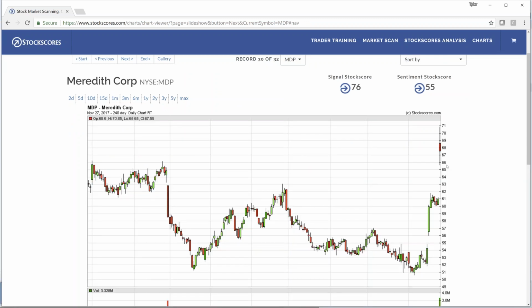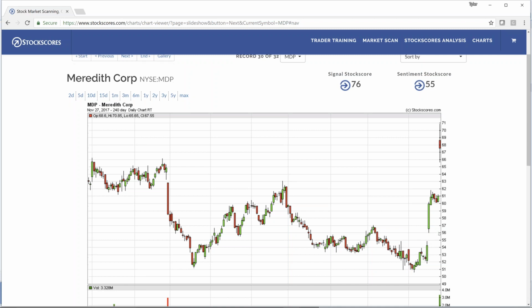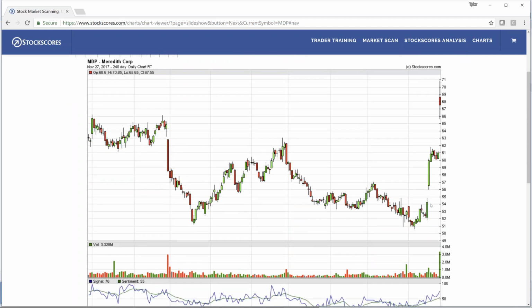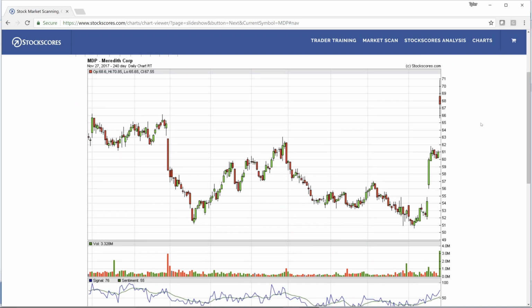Party started 2 weeks ago. Remember, draw your trend line, start here, cut across these. Trend line was broken right there at 54 and change. Now it's at 68. You don't want to pay that much more.